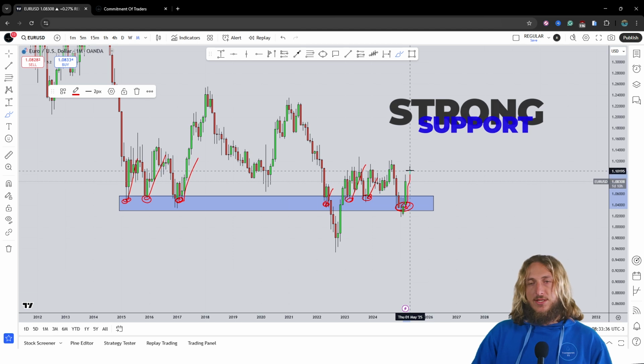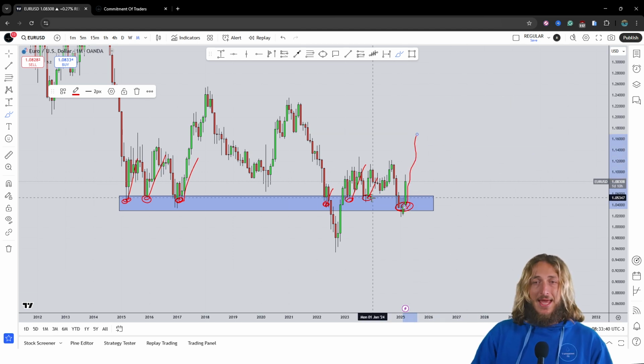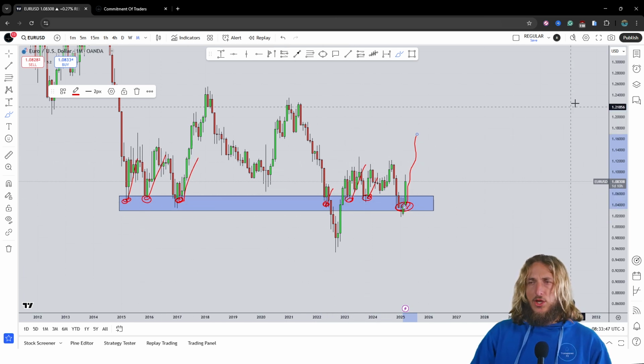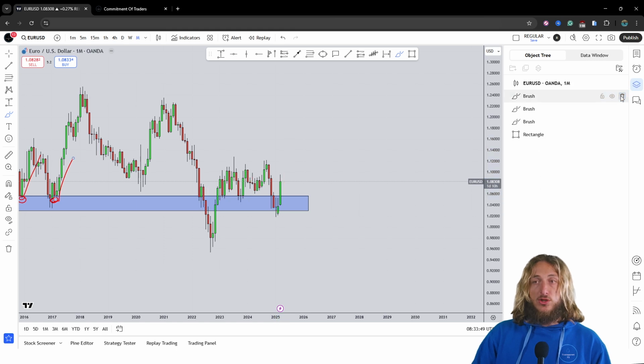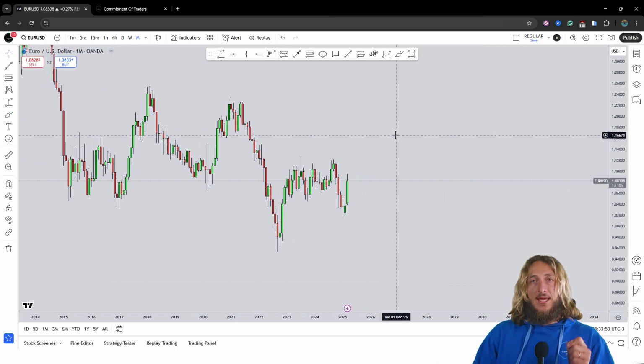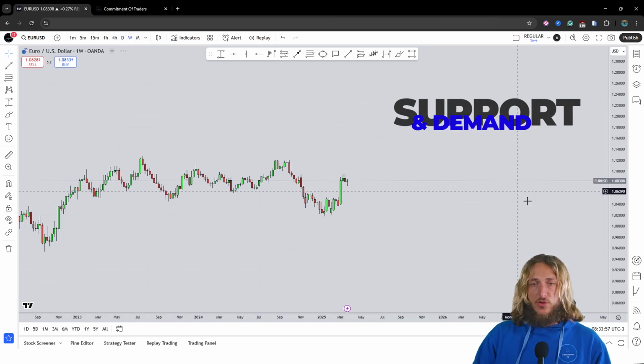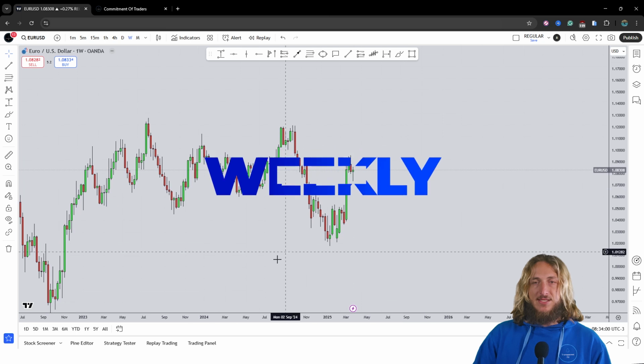So in a situation like this, more bullish price action away from this area could be expected, as already happened in the past when the market was testing this exact same zone. So here in the monthly time frame, everything looks quite clear. We have a rejection away from a strong historical monthly support and demand area. Let's drop down to the weekly time frame and see what we have.